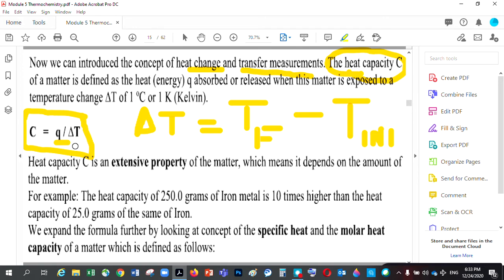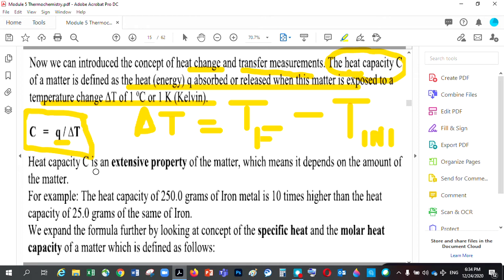The change of temperature is given in centigrade Celsius. We can use centigrade Celsius or Kelvin, the SI unit. So let's define this. The heat capacity of a matter is defined as the heat energy Q absorbed or released when the matter is exposed to a temperature change of 1 degree Celsius or 1 Kelvin. So this is very important. Generally, the heat capacity of a matter is the heat absorbed or released when this matter is exposed to a temperature change of 1 degree or 1 Kelvin.